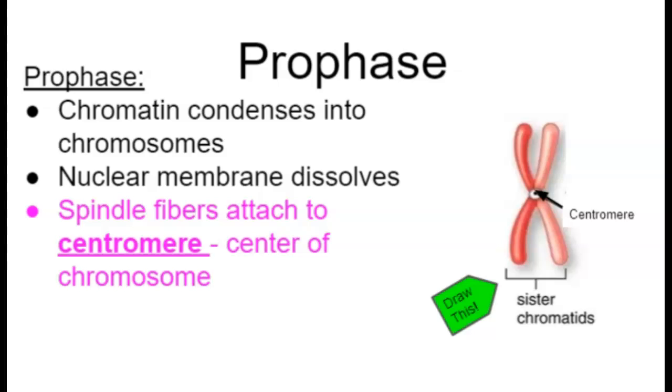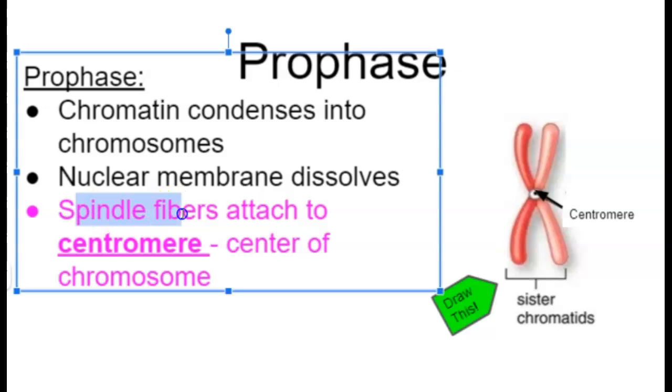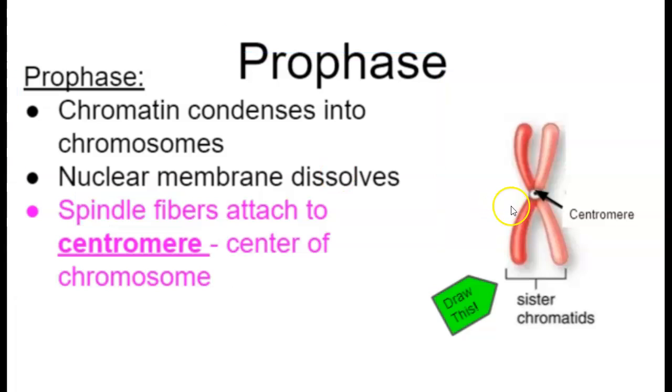So remember when we watched the video and we saw the chromosomes move? They didn't move on their own. Chromosomes can't move. They're not alive. They're just made of DNA. Okay, so what happens is these little strings are going to pull them. Those strings are called spindle fibers. And they're going to attach to the center of the chromosome.